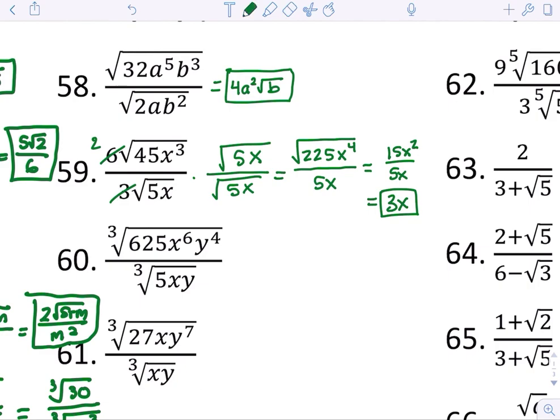Oh, I made a mistake. I forgot the 2. Remember, there's that 2 on the outside. So, sorry. 30x squared all over 5x, which is 6x.